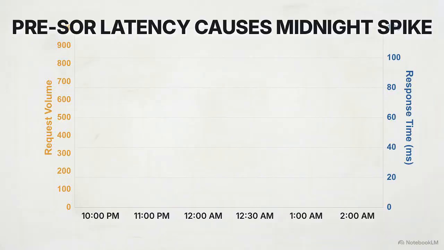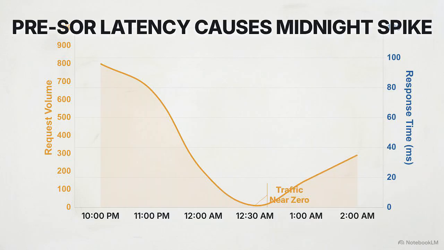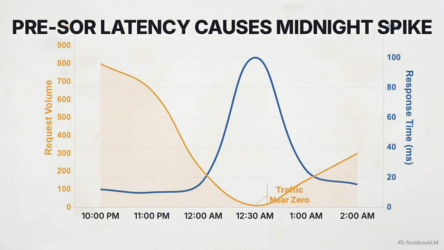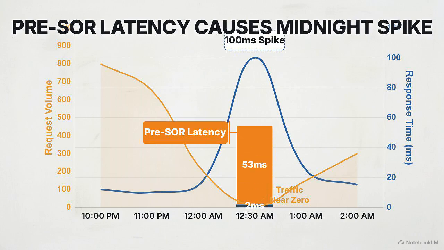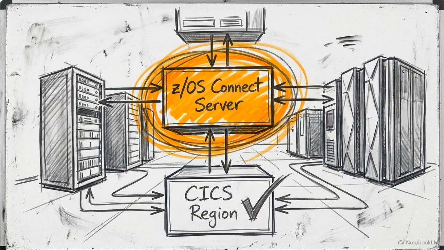This graph maps request volume against total response time. At 12:30 a.m., traffic is near zero, yet response time spikes to 100 milliseconds. Breaking that spike down reveals under 2 milliseconds spent in the system of record, while 98 milliseconds were pre-SOR latency. The backend CICS region processed the request immediately. The delay originated completely within the z/OS Connect server before the handoff occurred.